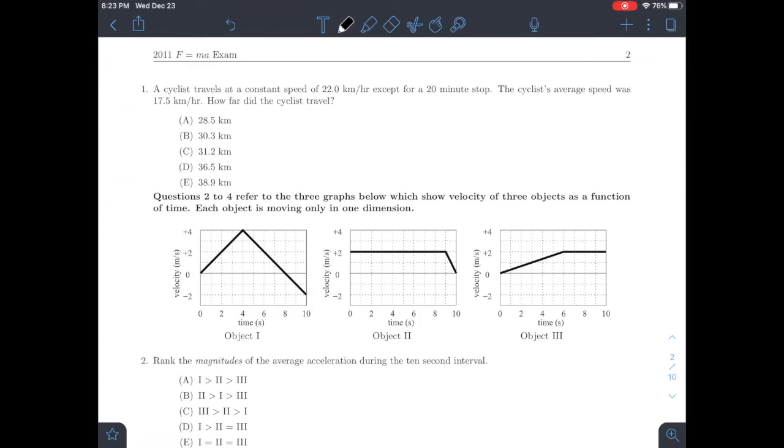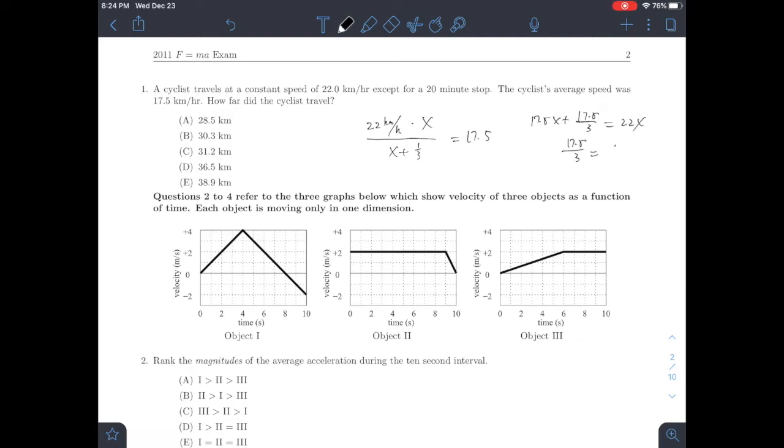A cyclist travels at a constant speed of 22 km per hour except for a 20 minute stop. The cyclist's average speed was 17.5 kilometers per hour. How far did the cyclist travel? First we have the speed times the time. Let's define x as the time it was running, so the distance is 22 times x, divided by the total time. Because it stopped for 20 minutes, which is 1/3 hour, x plus 1/3 is the total time. The average speed is equal to 17.5 kilometers per hour. Then we solve the equation for x.